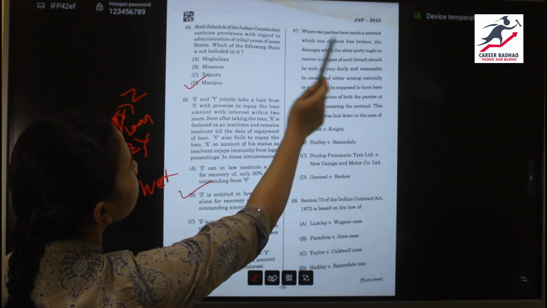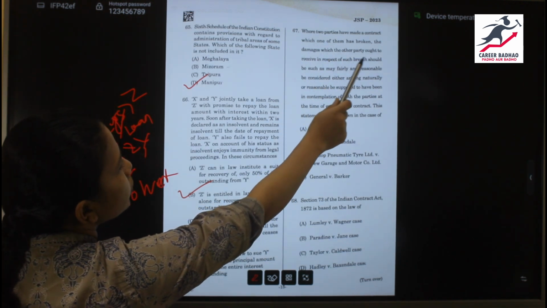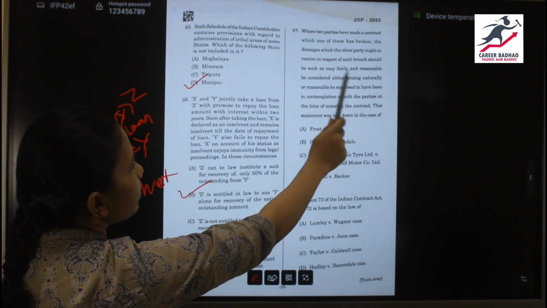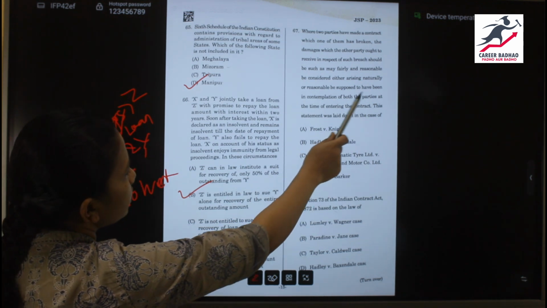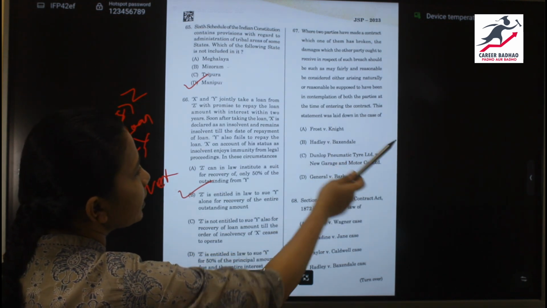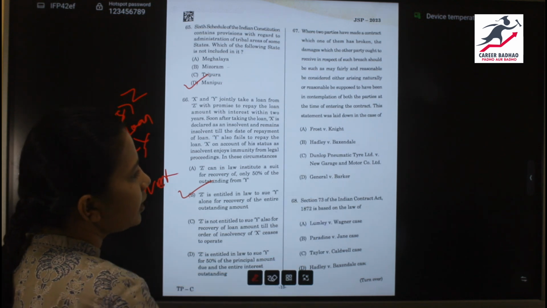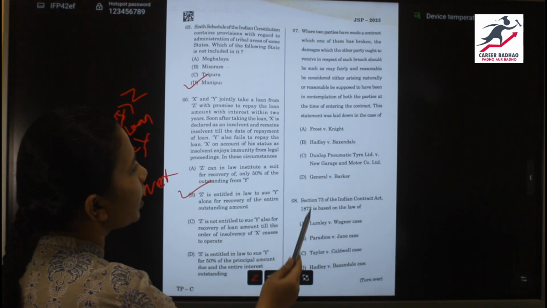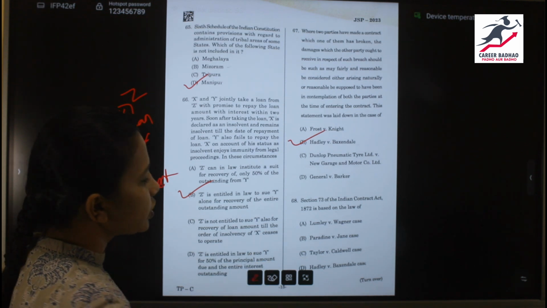This is from contract. Where two parties have made a contract, which one of them has broken, the damages which the other party ought to receive in respect of such breach should be such as may be fairly and reasonably be considered either arising naturally or reasonably be supposed to have been in contemplation of both the parties at the time of entering the contract. This statement was laid down in the case of Frost vs. Knight, Hadley vs. Baxendale, Dunlop Pneumatic Tyre Limited vs. New Garage and Motor Co Limited, or General vs. Barker. So here the correct answer is option number B, Hadley vs. Baxendale. Let's move to question number 68.